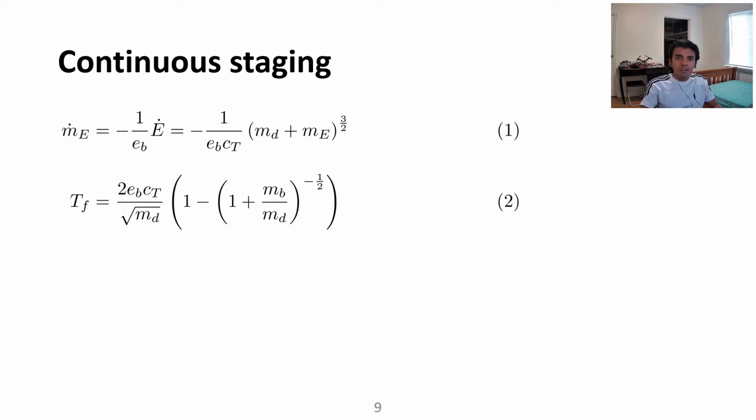A very interesting point to note is that even if we use an infinite amount of fuel, that is in the limit of mb going to infinity, we still only get a finite flight time, which depends on the specific energy, dry mass, and other vehicle specifications included in CT.